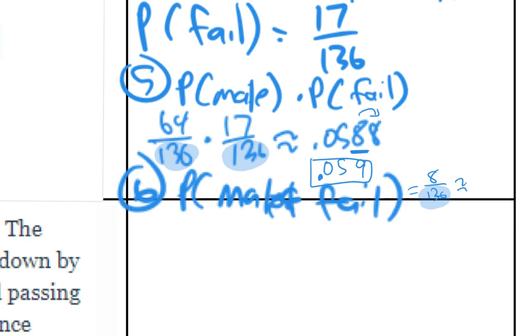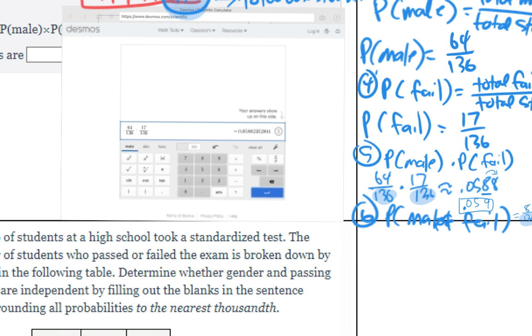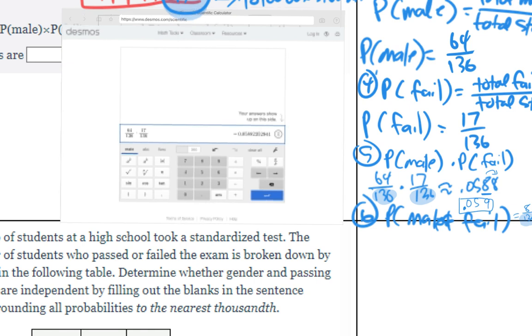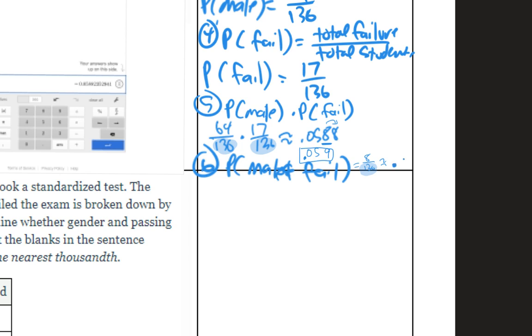So let's go ahead and see in our calculator what that is. What I also like about this Desmos calculator is that we can just push that enter button, and then it will allow us to look at the other information at the same time. So let's put that in our calculator: 8 divided by 136. If we look at that, they're both exactly the same, right? They're both going to round to 0.059. So that's going to be approximately 0.059.